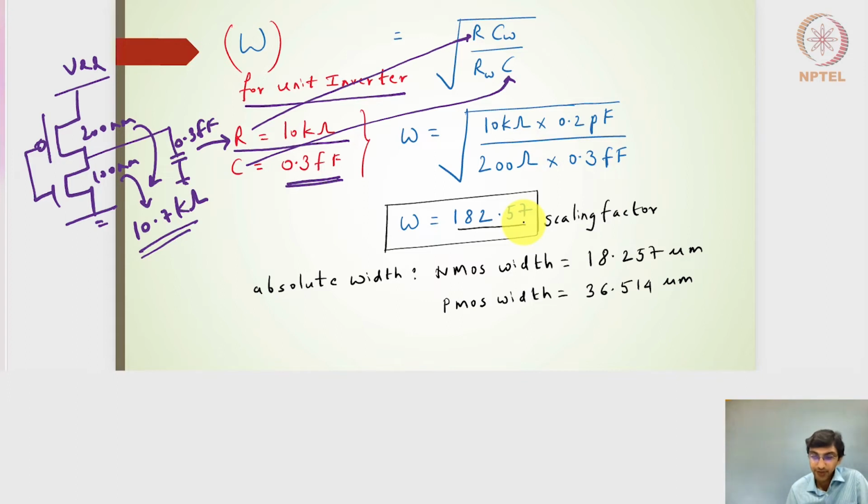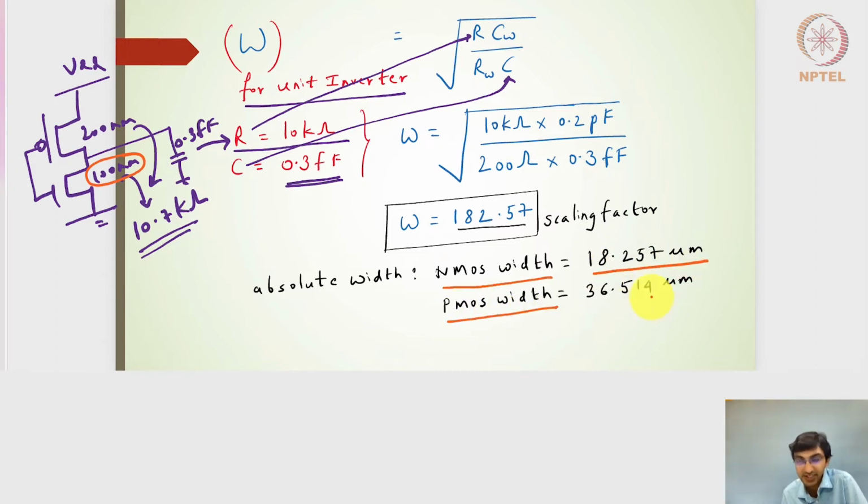So to find out the absolute width of the repeater or the inverter which we have been using here, the NMOS width should be 182.57, the scaling factor, multiplied by the unit inverter's NMOS width. The unit inverter's NMOS width is 100 nanometers here. So if I scale it by 182.57, the overall absolute width of the NMOS transistor turns out to be 18.257 micron. Right, so 182.57 multiplied by 100 nanometers, or 0.1 micron, gives 18.257 micron.